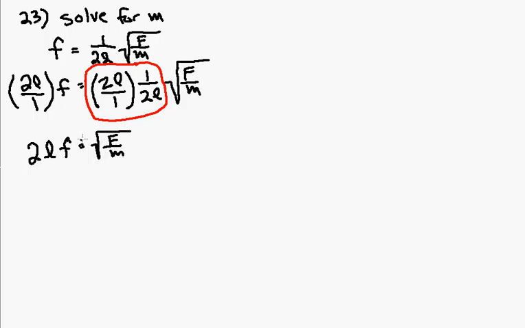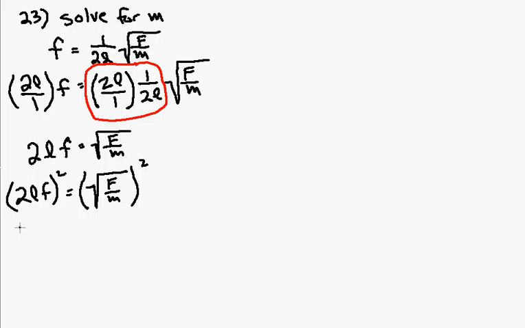over M. Okay? Now we're going to try and get rid of the square root. And the way to get rid of a square root is to square it. So we're going to take the square root of F over M, and we're going to square that. And what you do to one side of the equal sign, you do to the other. So we're going to square that expression. Okay? So the square root and the square cancel each other.